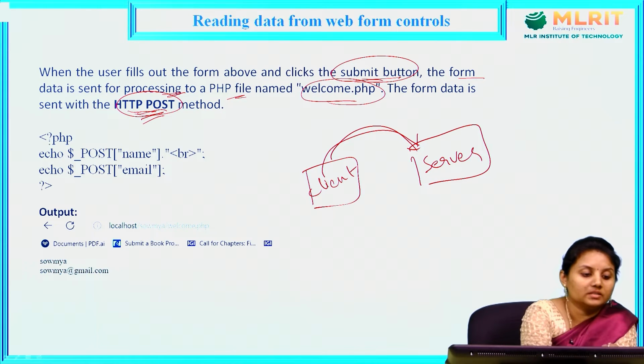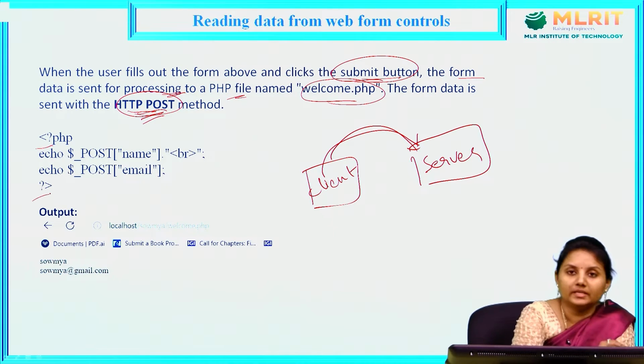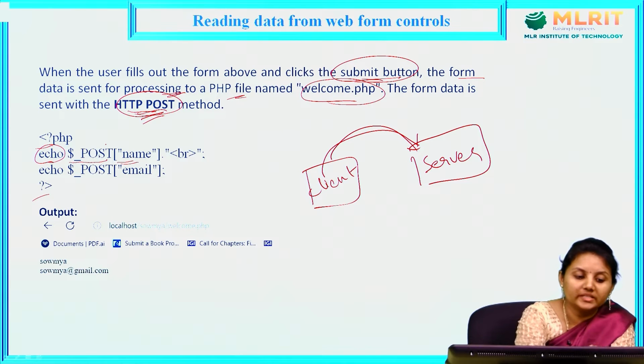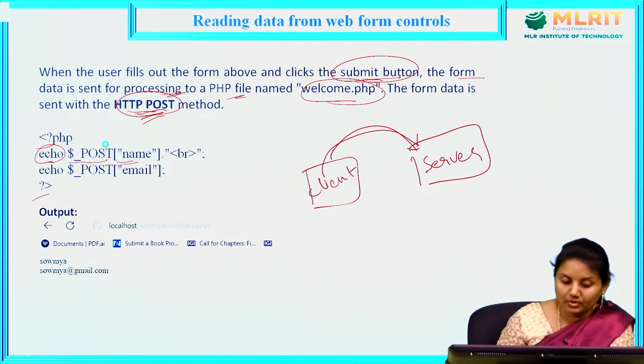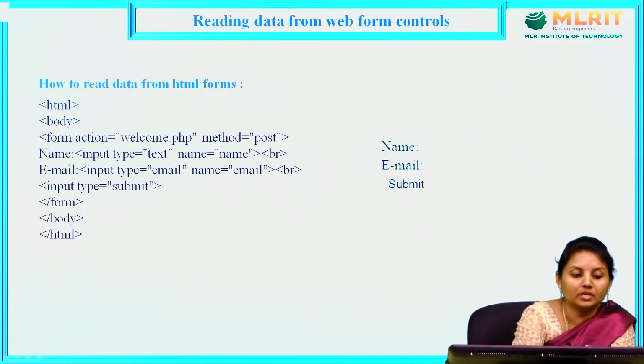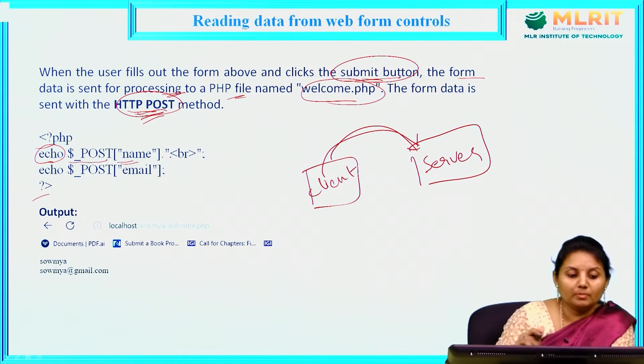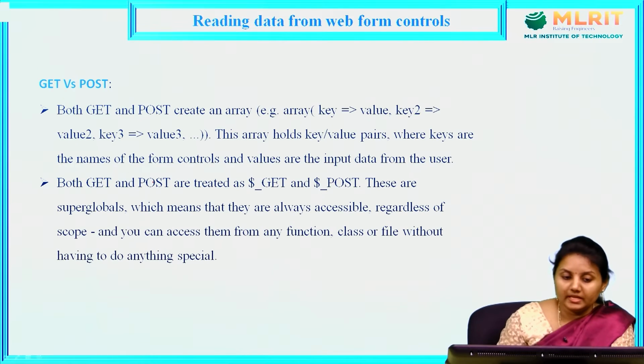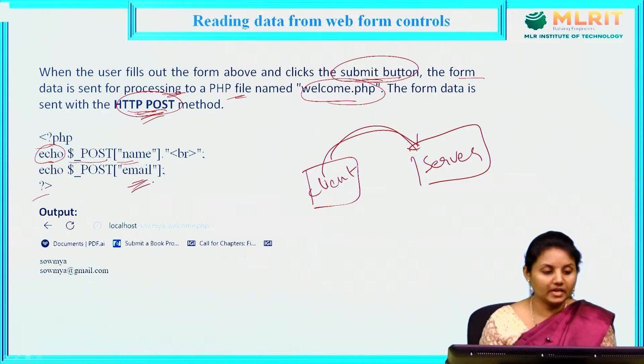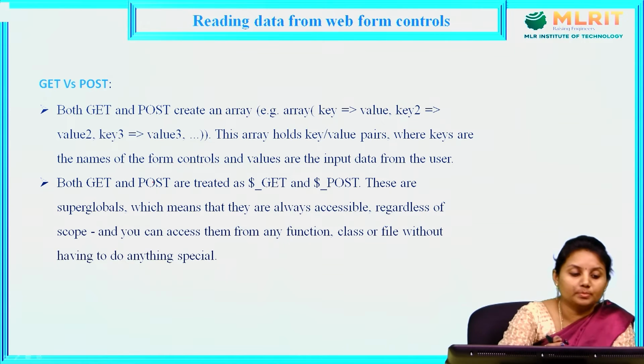So what is the PHP code that you have to write for the form control? Here we are writing the starting and ending tags, then echo $_POST. What does this $_POST do? It will retrieve the data from the input. So from the input, data is retrieved and it will be printed here. Similarly for email.